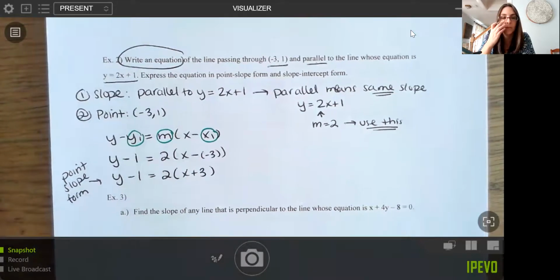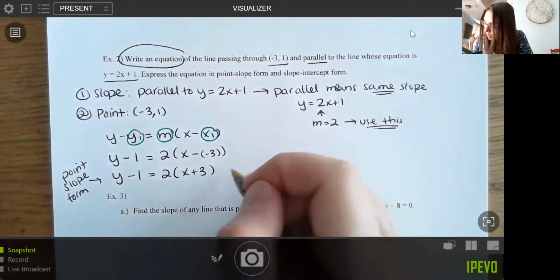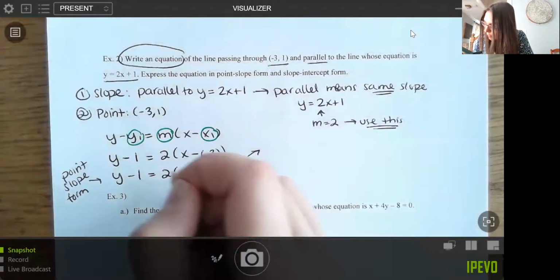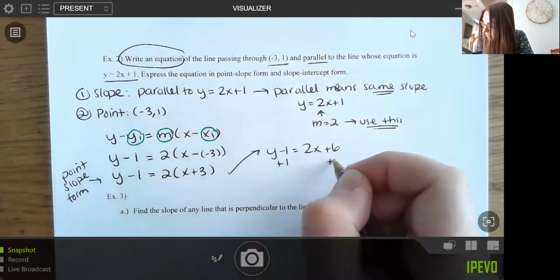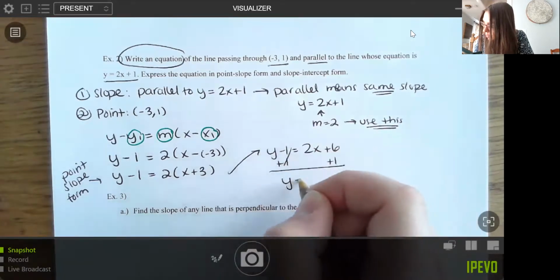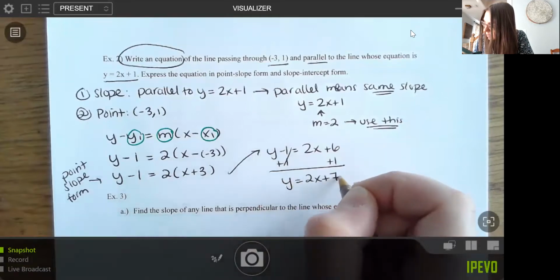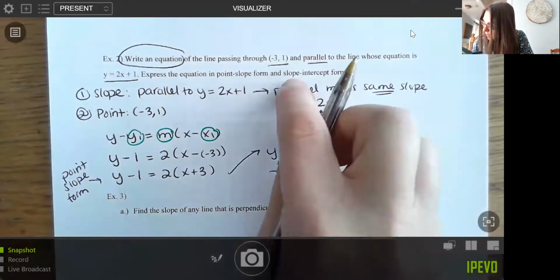And now I do want to simplify that. So I'm going to keep going here. I'm going to distribute through. So I have y minus 1 equals 2x plus 6, multiplying that through. I'm going to add 1 to both sides, and I have y equals 2x plus 7. So that is my answer in the slope-intercept form.